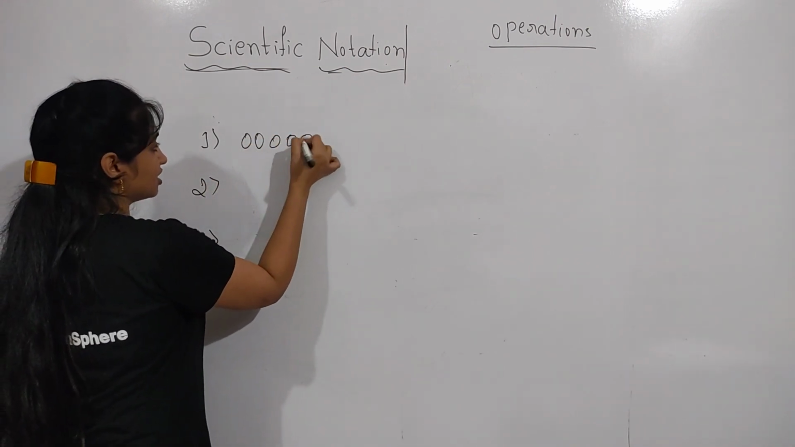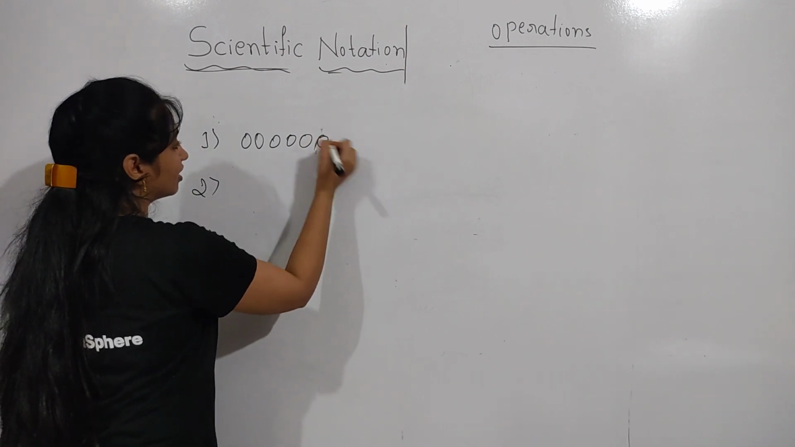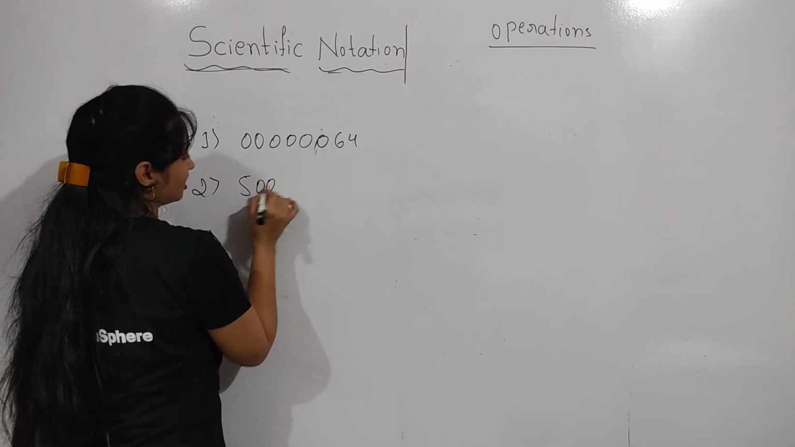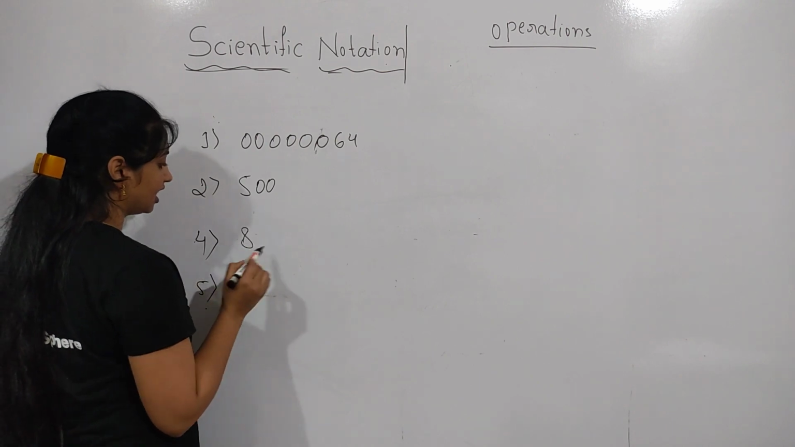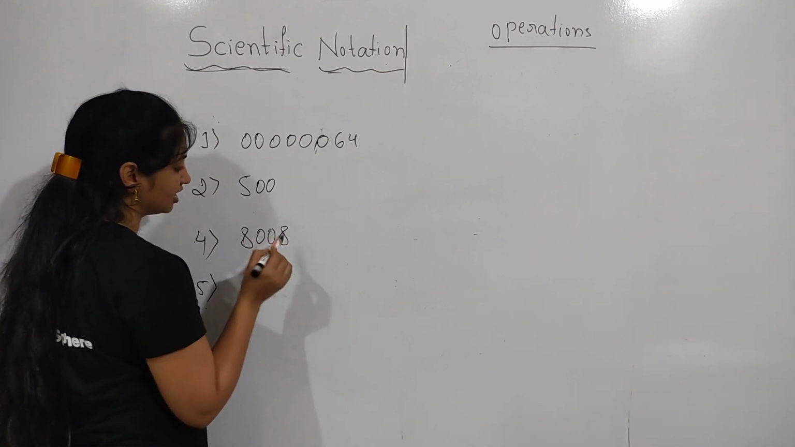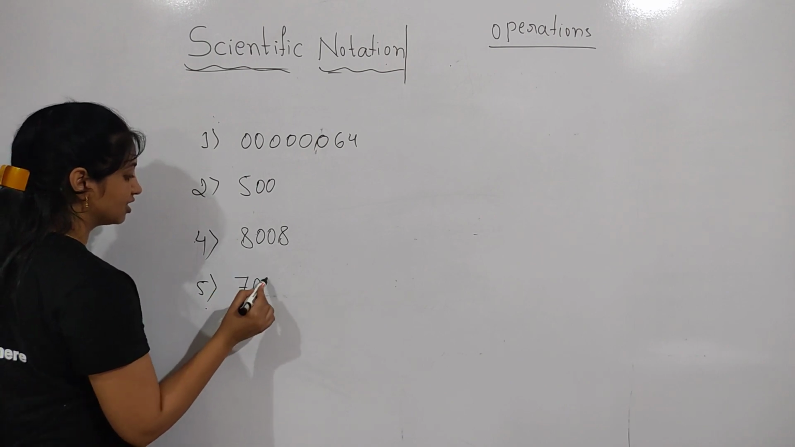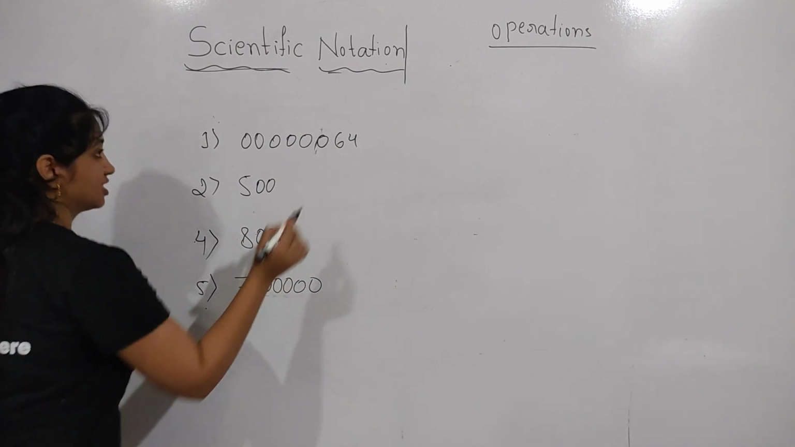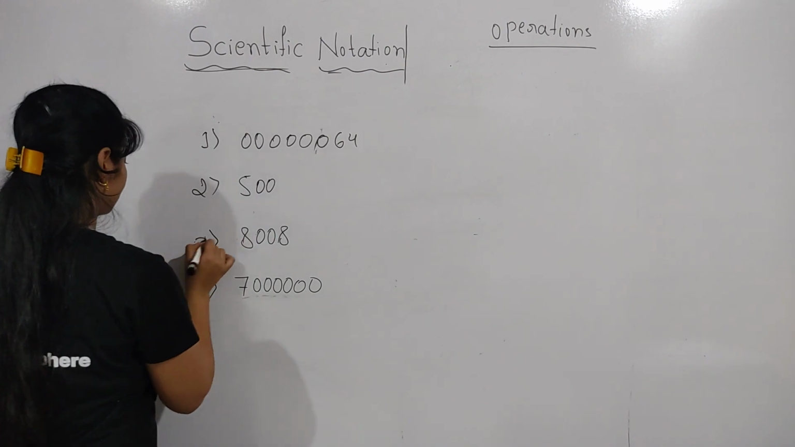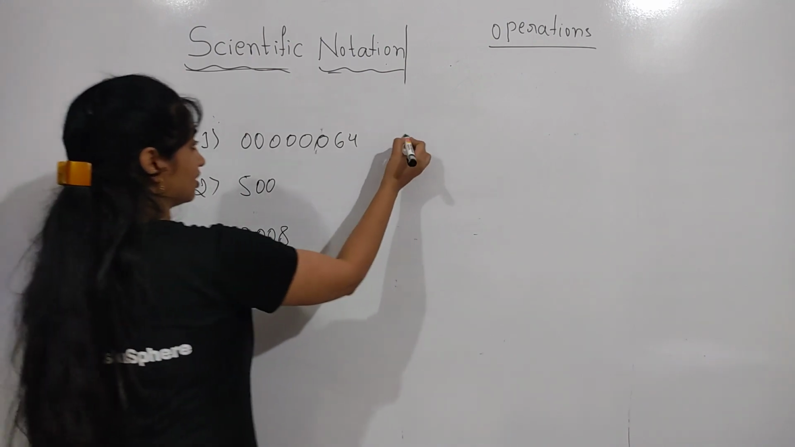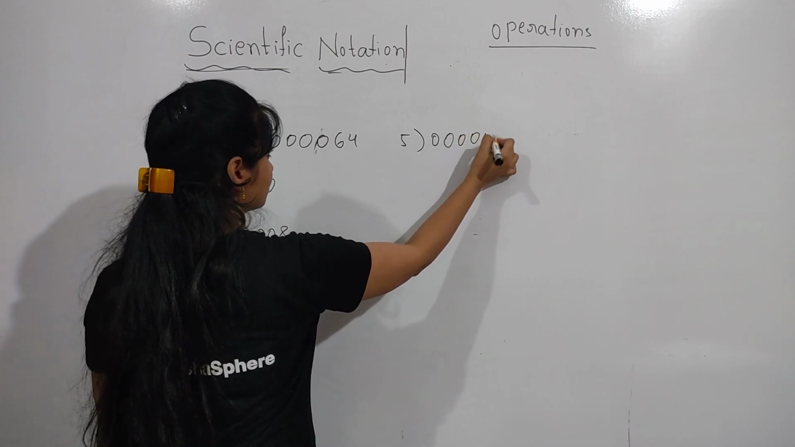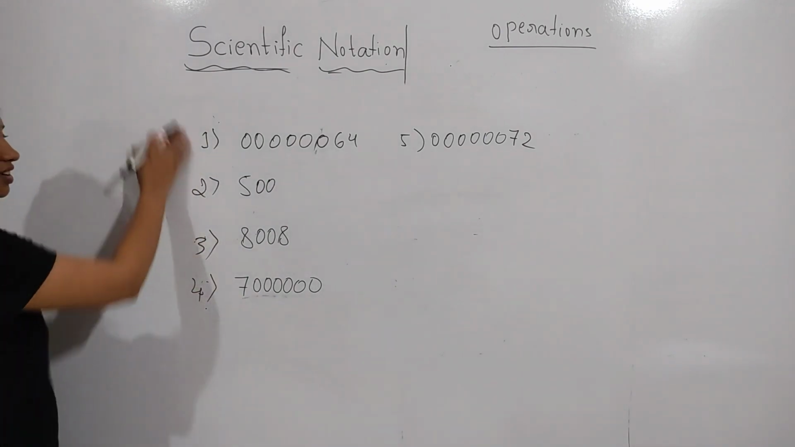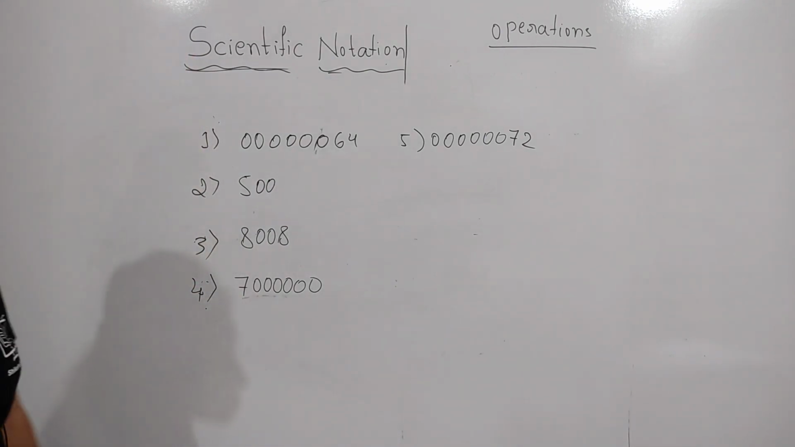0.000000 64, next 500, next 8008, and then 700000. Next 0.000000 72. Just try to convert these into scientific notation.